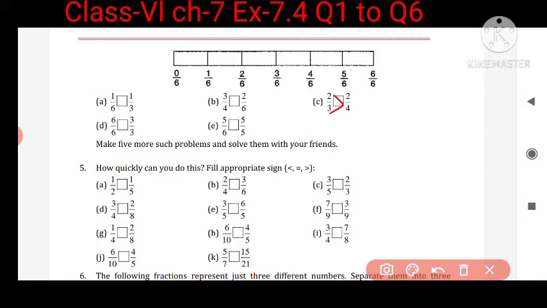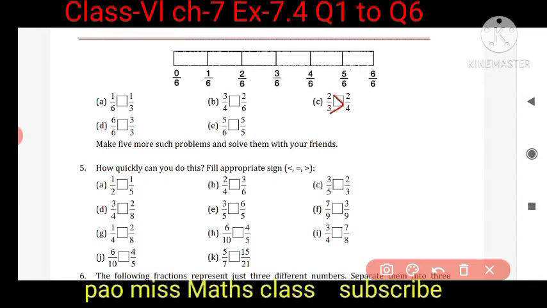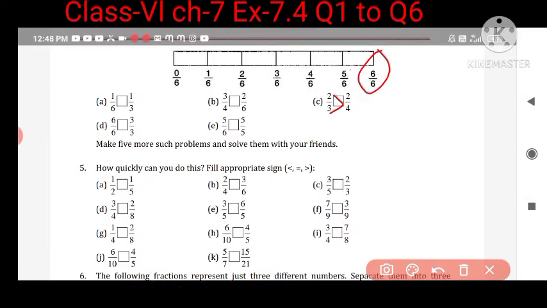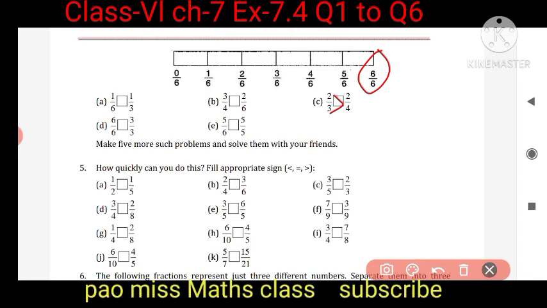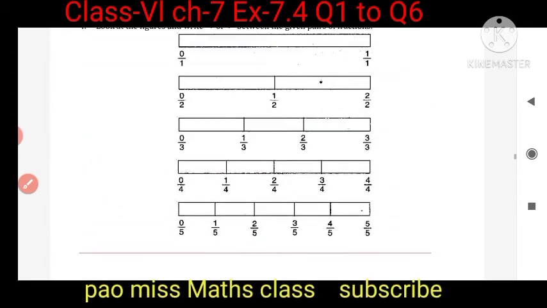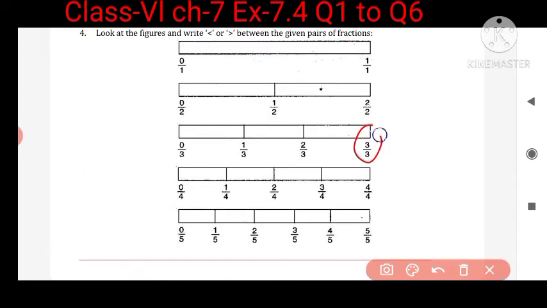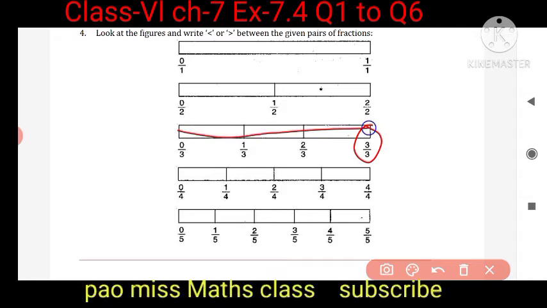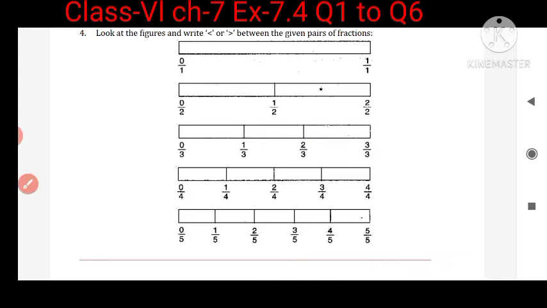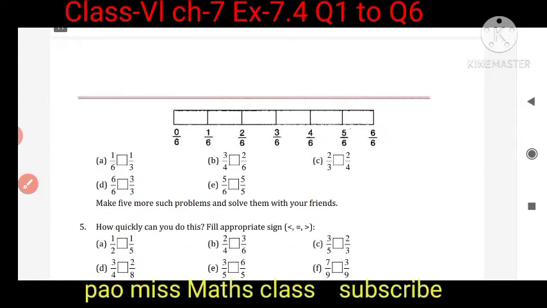Now come to 6 upon 6 and 3 upon 3. This is 6 upon 6, you can see, isn't it? Now again, where is 3 upon 3? Now again you can see 3 upon 3 is here. It means you are getting one full strip of chocolate, isn't it? For 3 upon 3 also you are getting full, and for 6 upon 6 also we are getting this full.